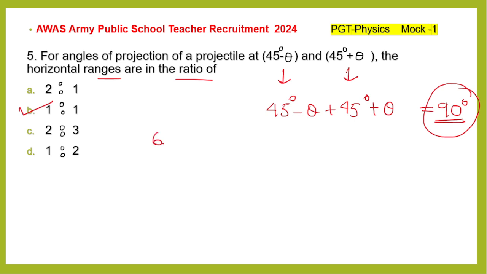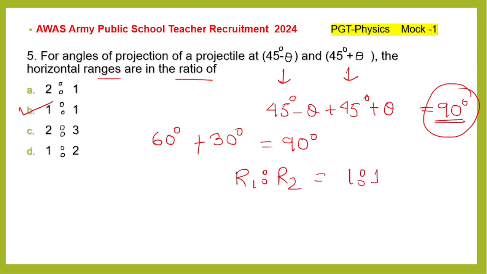Suppose one angle of projection is 60 degree and another angle of projection is 30 degree. Now we add these two angles, it gives 90 degree. So we can say R1 is to R2 is equal to 1:1 directly. There is no requirement of doing anything.